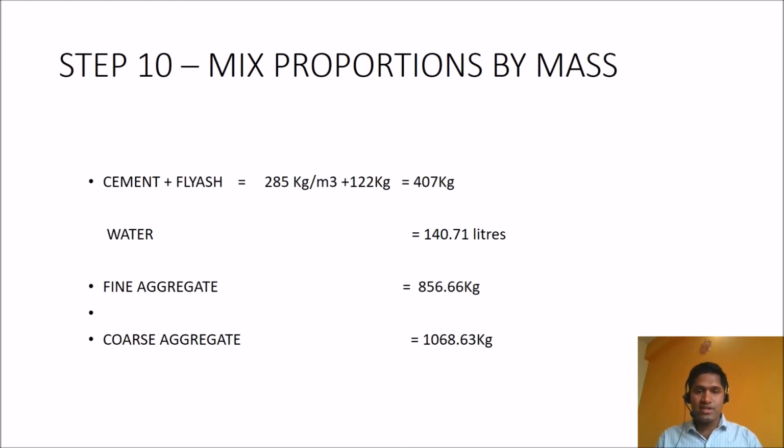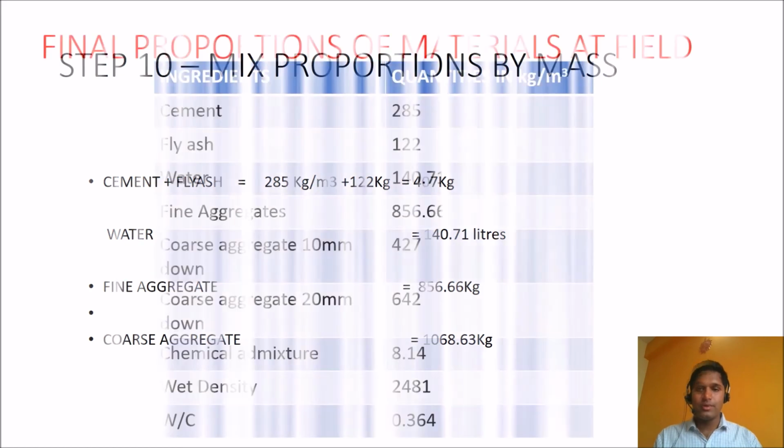So step number 10 is mix proportions by mass. Cement plus fly ash equals 470. Water content is 140.71 at the field. Fine aggregate is 856.66 kg. Coarse aggregate is 1068.63. It can even be rounded up to the next higher value, and water rounded down to the lower value.